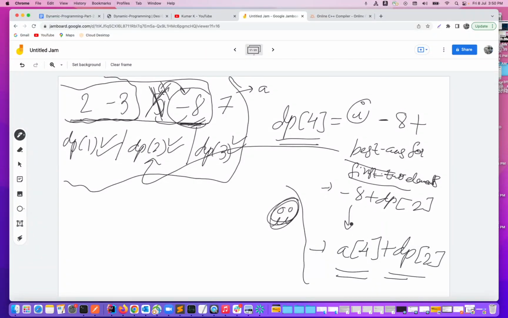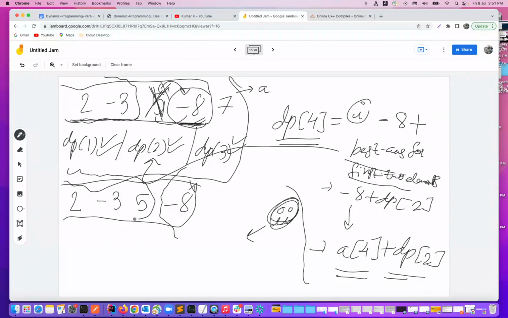Now you guys must be thinking, why did you include minus 8? What would happen if you don't include minus 8? So sure, let's discuss that as well. The second option is you don't include minus 8 in your answer. If you don't include minus 8, it means your answer is just the first three elements, guys. If you ignore minus 8, the answer is nothing but the best answer for the first three elements. And what is the best answer for the first three elements, guys? It's nothing but dp of 3.